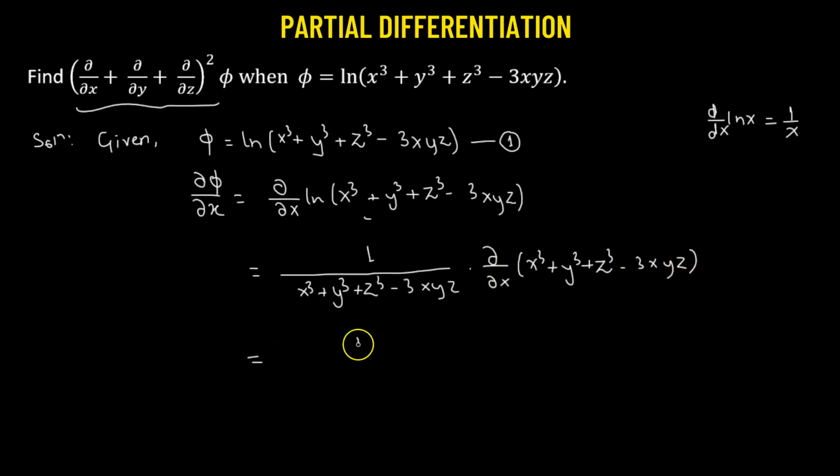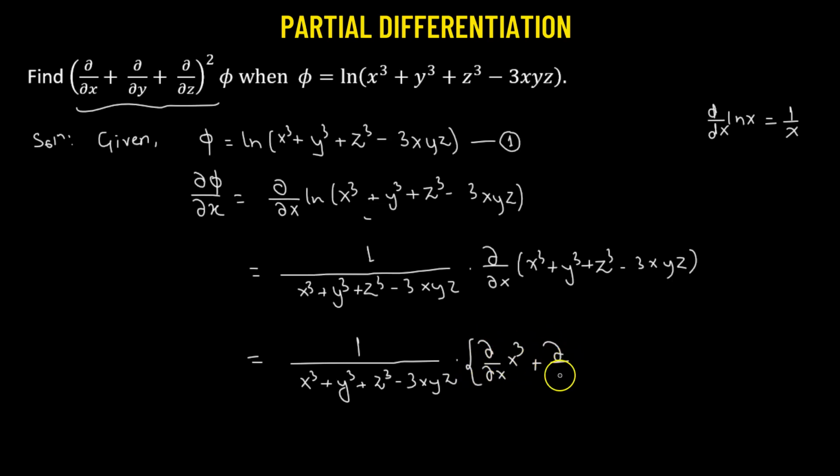So this will give us, multiplied by the partial derivative with respect to x of each of the terms within the parentheses: the partial of x cubed with respect to x, plus partial with respect to x of y cubed, plus partial with respect to x of z cubed, minus partial with respect to x of 3 times xyz. Let's find it out.